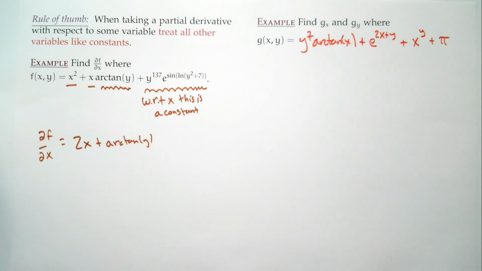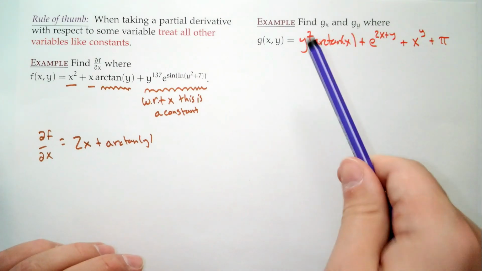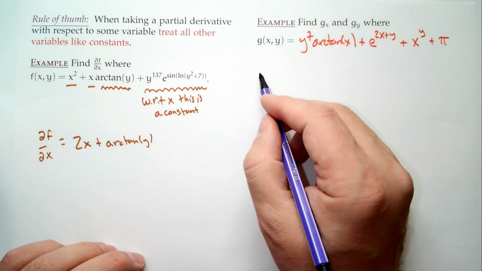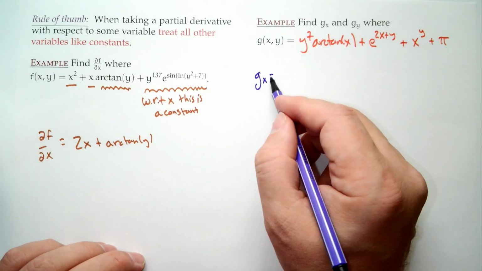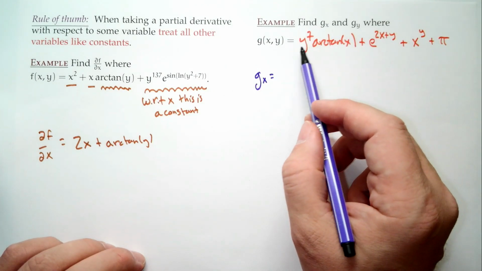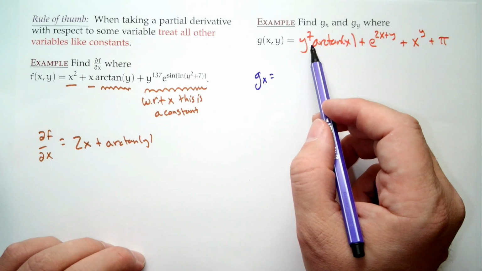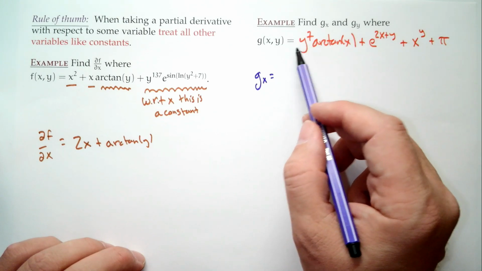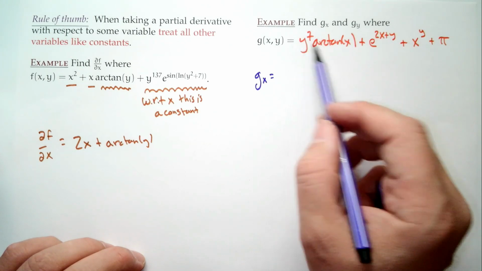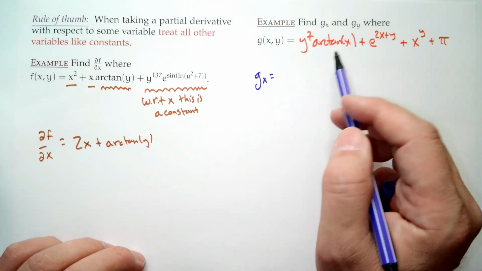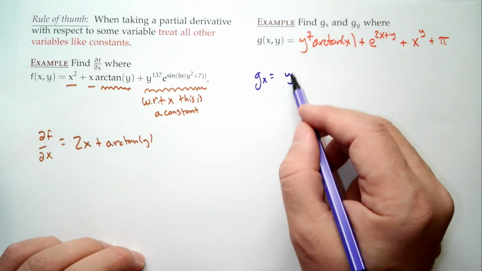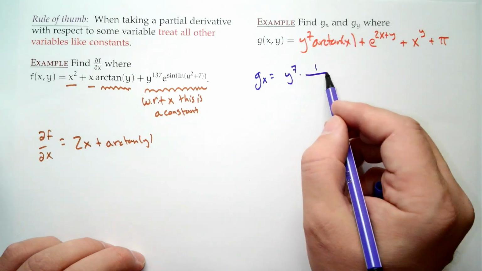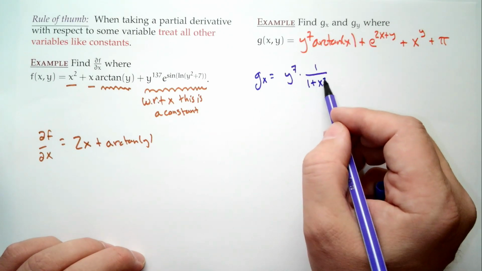All right. So let's go through. Let's take the derivative first with respect to x. So g sub x. Y to the 7th, how do we think of that? It's a constant. So we have a constant times the derivative of arctangent. Derivative of arctangent, 1 over 1 plus x squared.